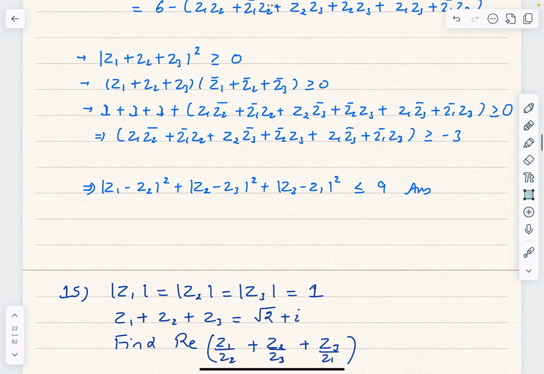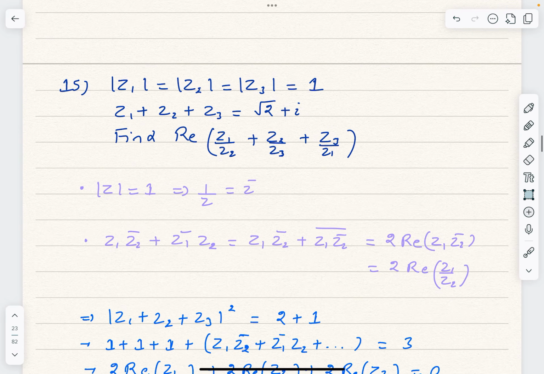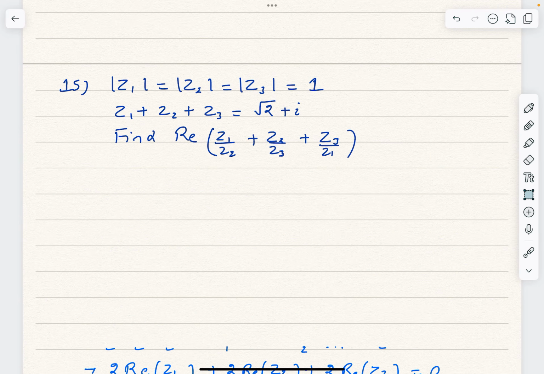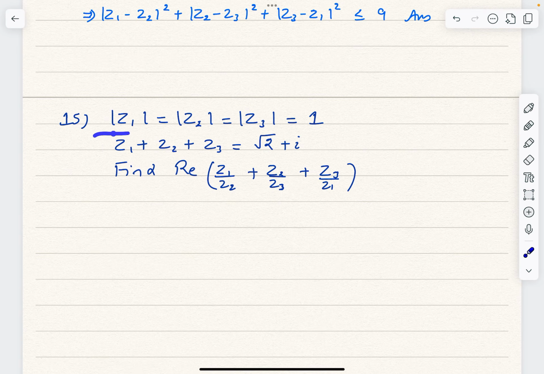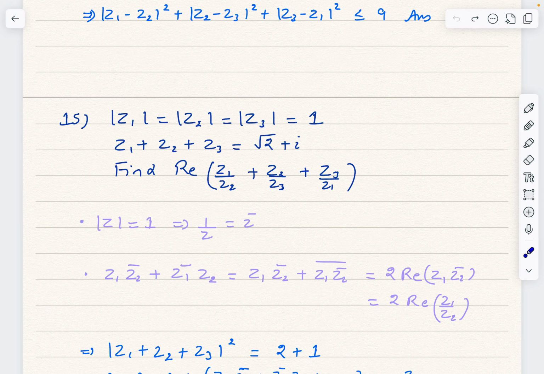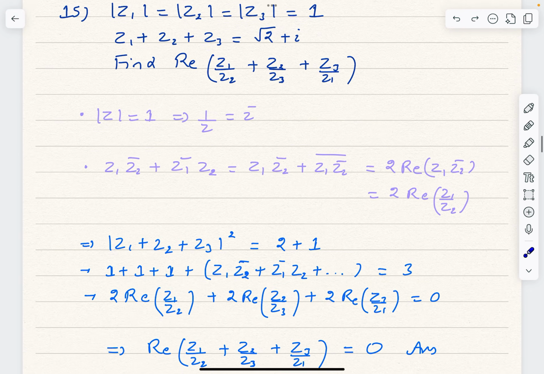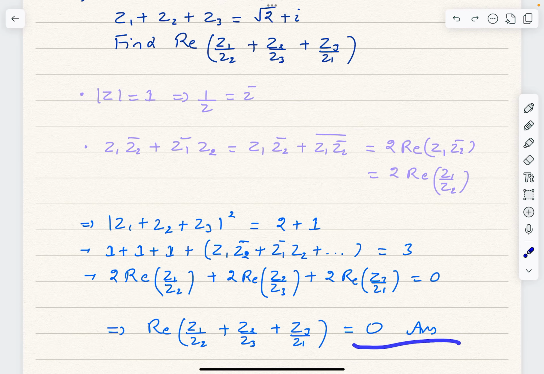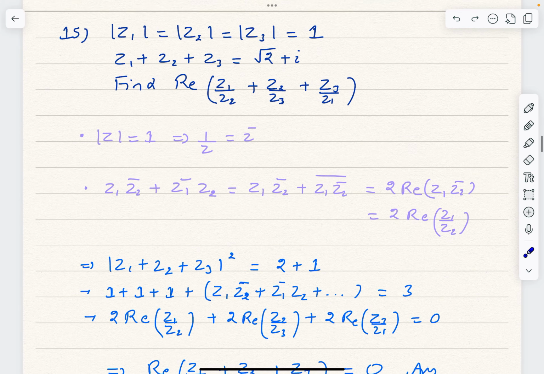Next. And this is the last problem in this section. Mod z1 equal to mod z2 equal to mod z3 equal to 1. z1 plus z2 plus z3 is root 2 plus iota. Find the real part of z1 by z2 plus z2 by z3 plus z3 by z1. Okay, guys, you can pause the video, give it a try. Let us start discussion now. So the answer for this problem is 0. So if you are not able to solve, let us see now.